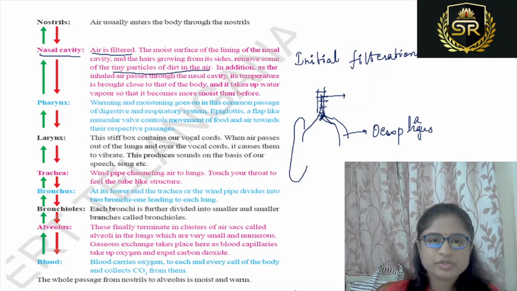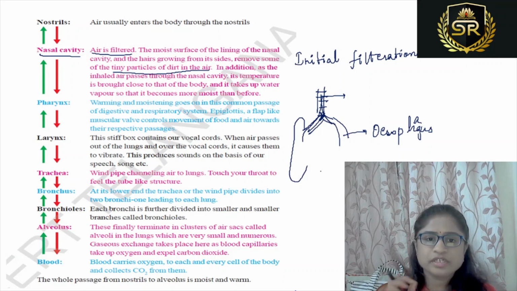Then the air leads to the trachea, which is called the windpipe. It channels the air into the lungs. When you touch your throat, you feel a tube-like structure. That is nothing but the trachea.